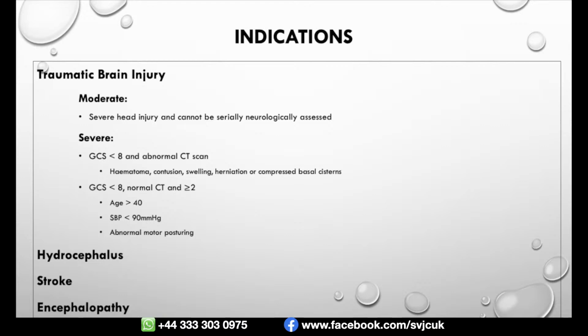And what we mean by that is the presence of a hematoma, contusions, swelling, herniation or compressed basal cisterns, or a GCS of less than 8 with a normal CT and 2 or more of age over 40, systolic blood pressure of less than 90 millimetres of mercury, or abnormal motor posturing. It can also be used in patients with hydrocephalus or impending hydrocephalus. It has on occasion been used for stroke patients, and it can be used in encephalopathy.